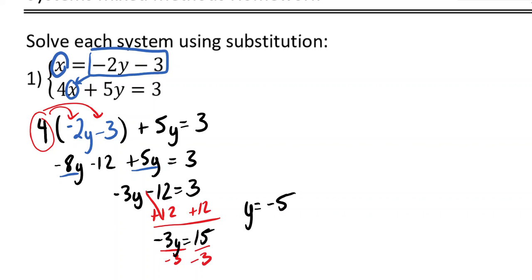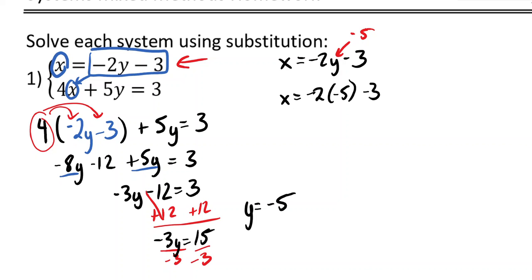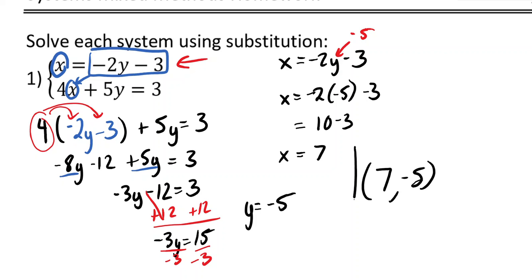Once you have y, if you want to find x, you can go back and plug into either of your two originals. But it's usually easier to plug into the one that's x equals. So I'm going to use that one, x equals negative 2y minus 3. I'm going to replace my y here with a negative 5, because I know that y is equal to negative 5. And that will give me x equals negative 2 times negative 5 minus 3, which is positive 10 minus 3. So x equals 7. So now that you know x equals 7, y equals negative 5, you can express this as an ordered pair. It's 7, negative 5. Okay. All right, so that's if it's already set up.